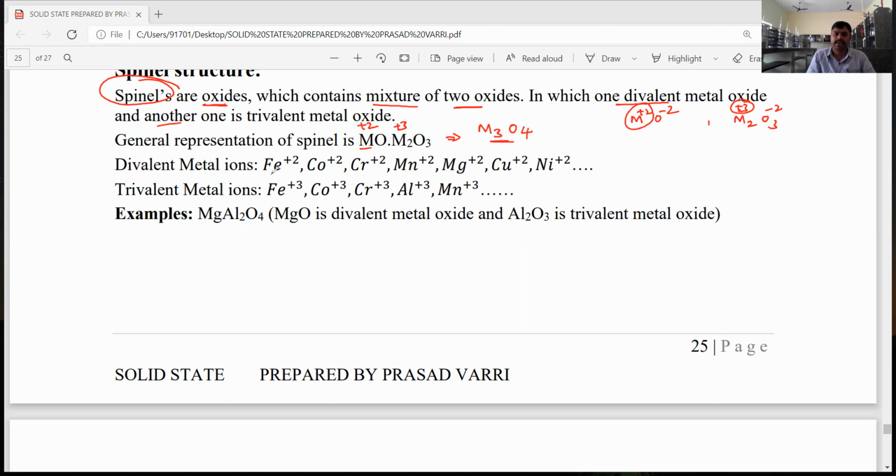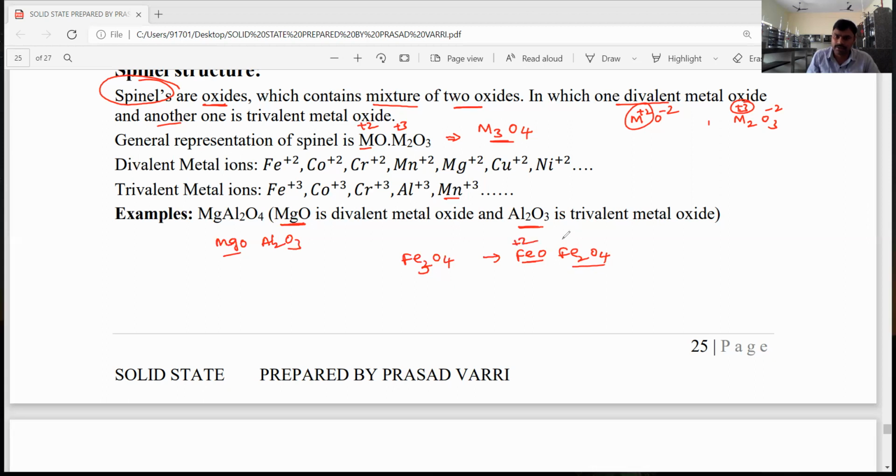Divalent metal ions are iron 2+, cobalt, chromium, manganese, and trivalent ions are similarly iron 3+, cobalt 3+, chromium 3+, aluminum 3+, and manganese 3+, for example. One example you have to take is the mixed oxide MgAl2O4, meaning MgO and Al2O3, in which the divalent metal oxide is magnesium oxide and the trivalent is aluminum oxide. Otherwise Fe3O4, which is nothing but FeO and Fe2O3, ferrous and ferric oxides.